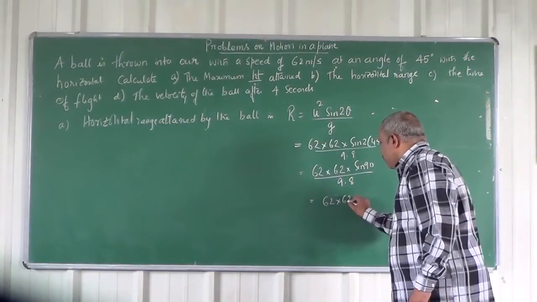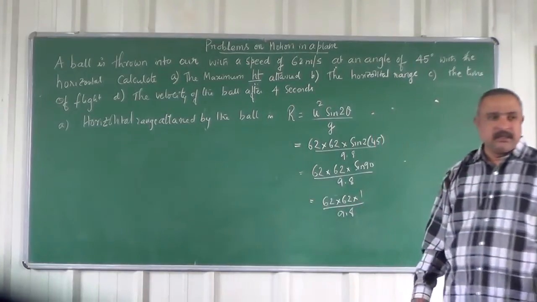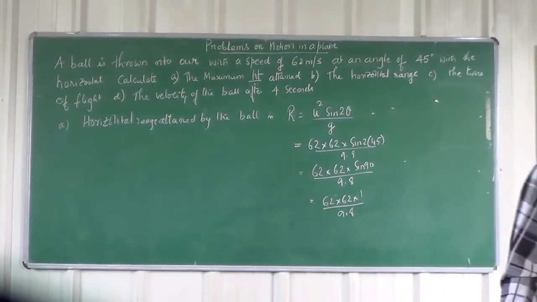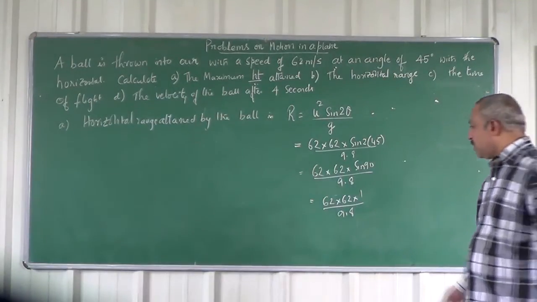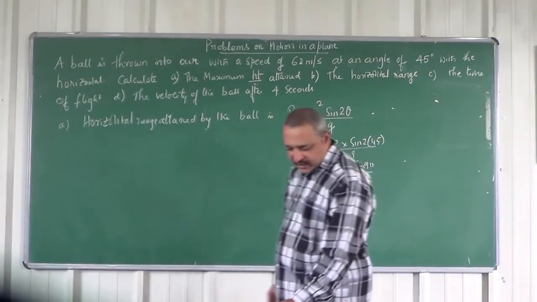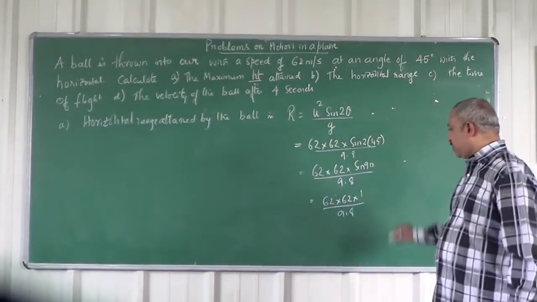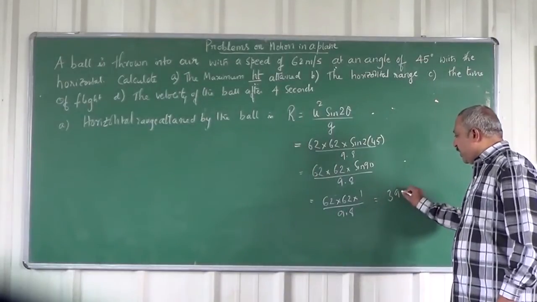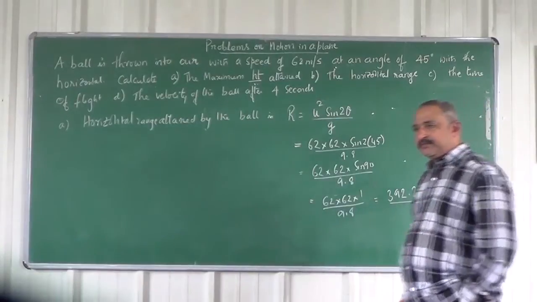62 into 62 into 1 divided by 9.8. Why is it 1? Sin 90 is 1. Simplifying, you will get the answer 392.2 meters. 392.2 meters is the horizontal range.